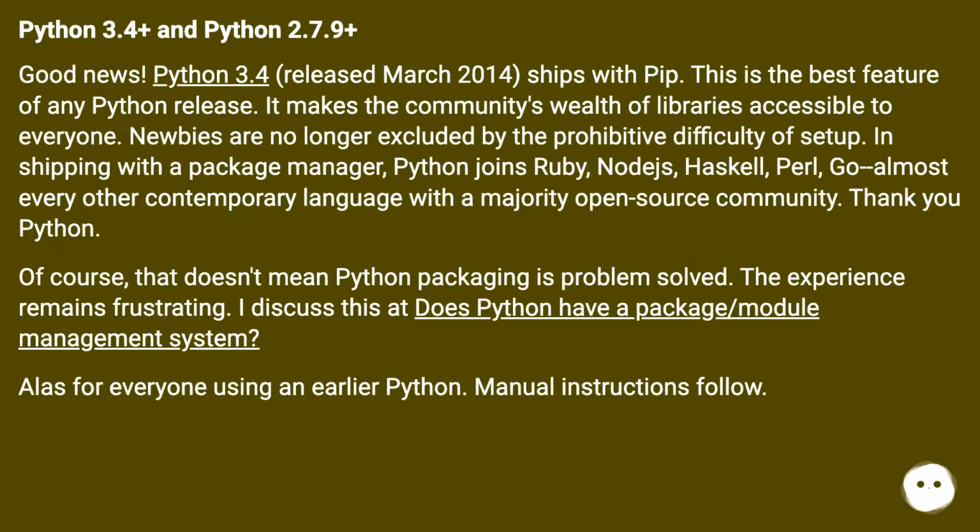Python 3.4 plus and Python 2.7.9 plus. Good news: Python 3.4, released March 2014, ships with pip. This is the best feature of any Python release. It makes the community's wealth of libraries accessible to everyone. Newbies are no longer excluded by the prohibitive difficulty of setup. In shipping with a package manager, Python joins Ruby, Node.js, Haskell, Perl, Go, almost every other contemporary language with a majority open source community. Thank you, Python.